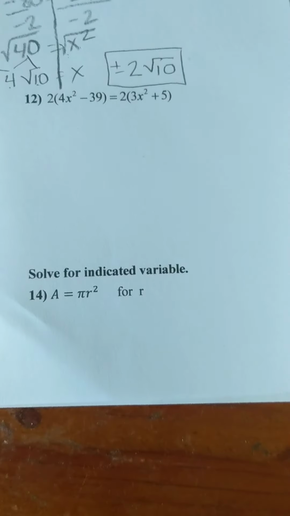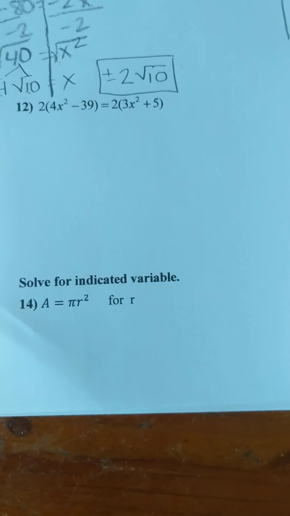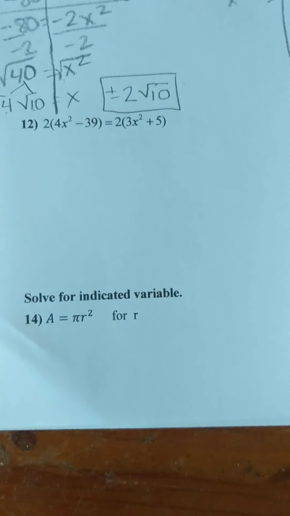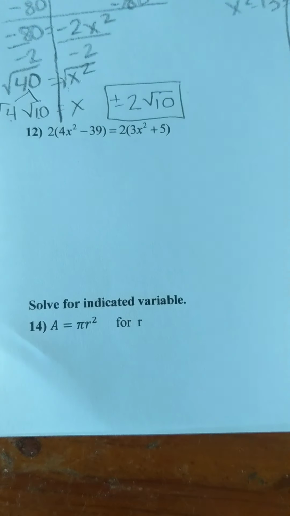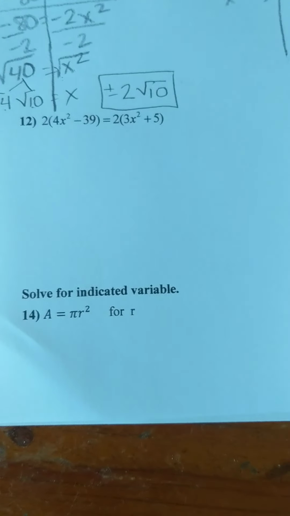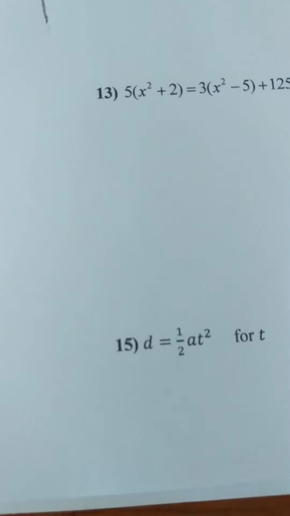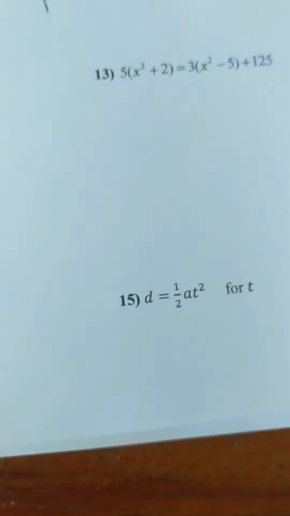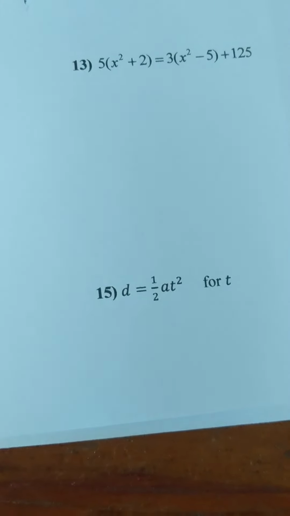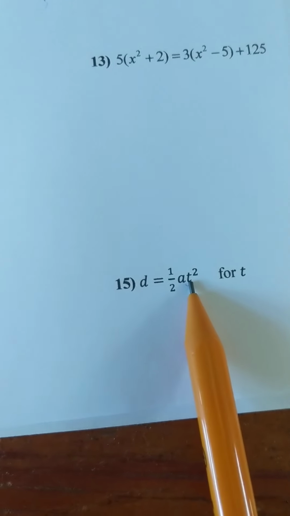So 14 and 15, the directions are solve for the indicated variable. When you say solve, that just means use opposite operations to get the variable by itself. So let's practice with number 15 here, since that has a fraction. We'll practice that one together. So 15, I want to get t by itself.